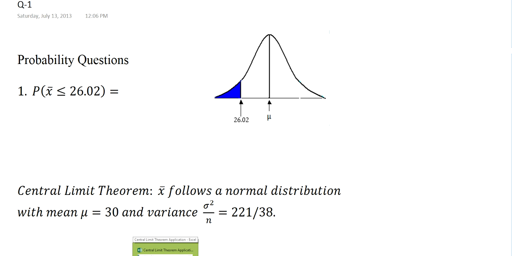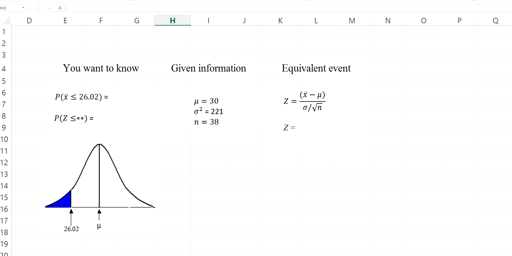I can show you a very easy way of doing it with an Excel spreadsheet. So this is my Excel page. x bar is less than 26.02, and you're trying to find this area. It's a two-step process. Step one, convert x bar to z.